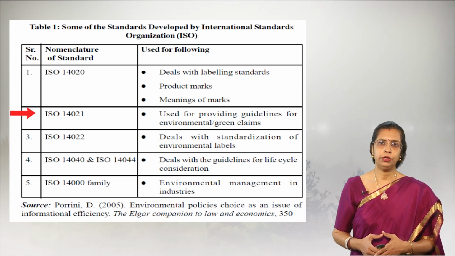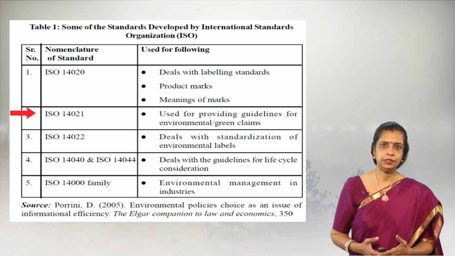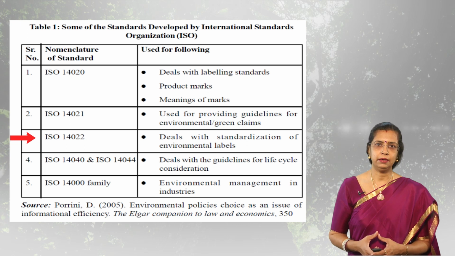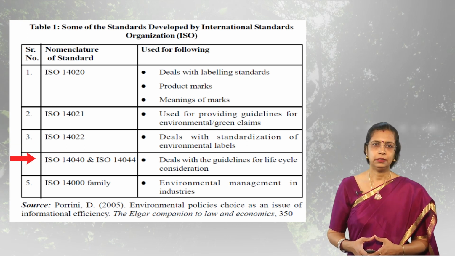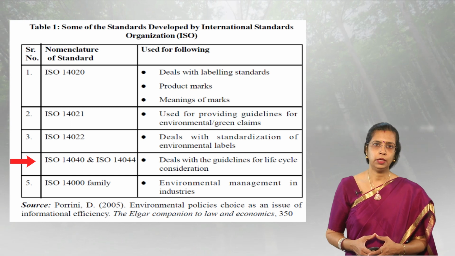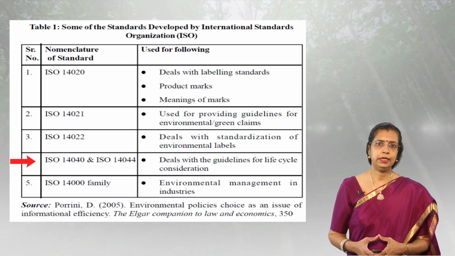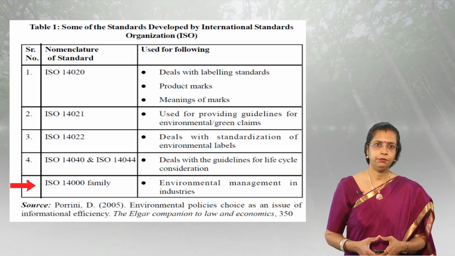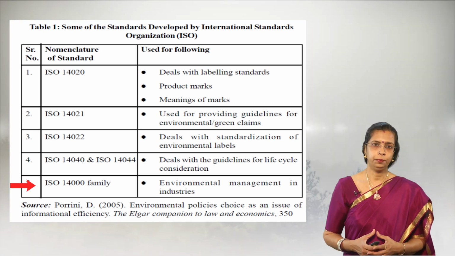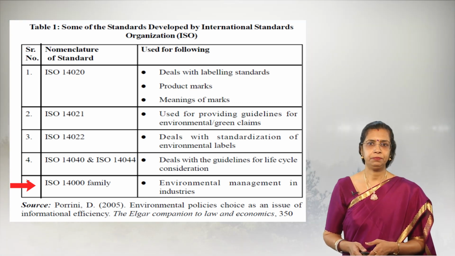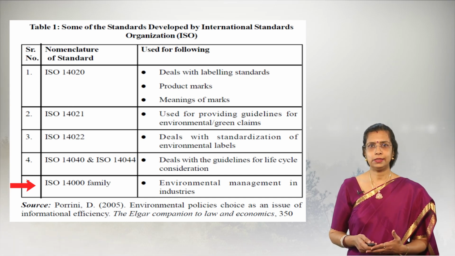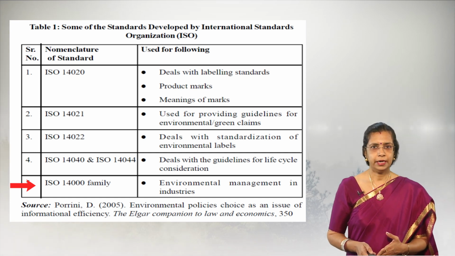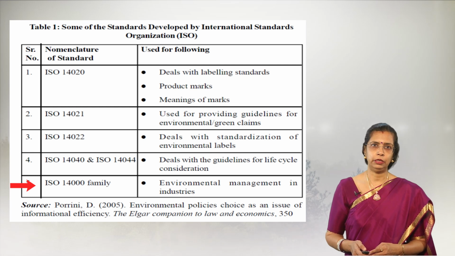Now, ISO 14021 is used for providing the guidelines for the environmental green claims. Then 14022 deals with the standardization of the environmental labels. The next set is 14040 and 14044, which deal with the guidelines for the life cycle assessment consideration. Then ISO 14000, the entire group, involves environmental management in the industries. So, these standards have been developed by the International Standards Organization, and the ISO plays a very important role in eco labeling.